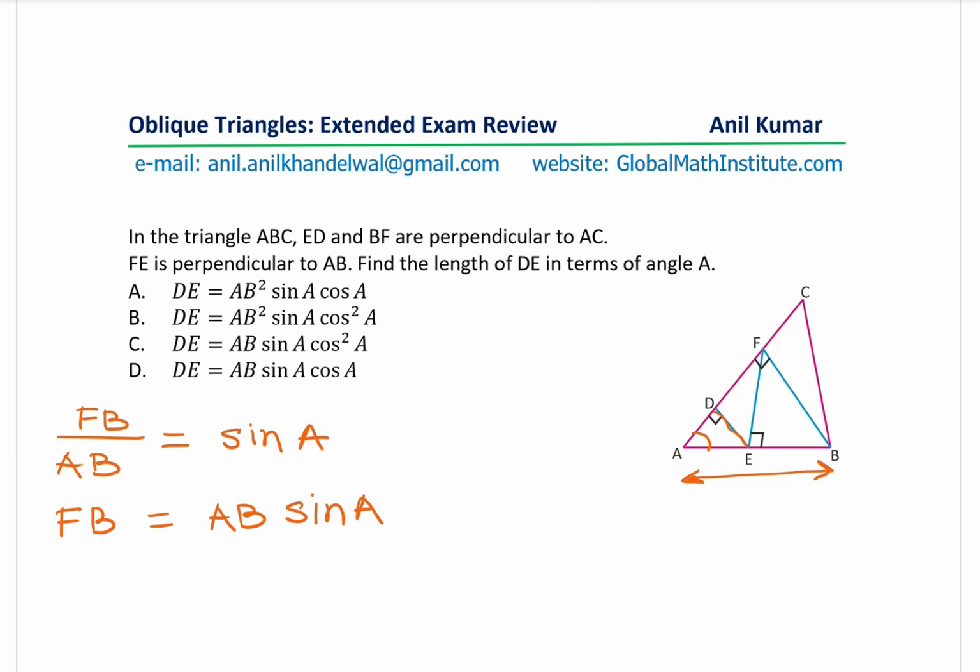Now in every option we do have the term AB sine of A. That's a common term. That probably gives us some hint. So FB we have related to AB sine A. Now how can we move forward? We have to actually find DE. That means to find DE, we have to check the two triangles right there.